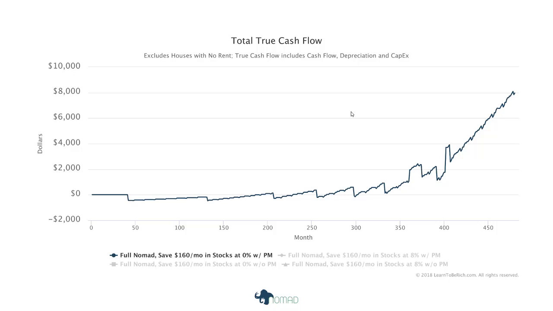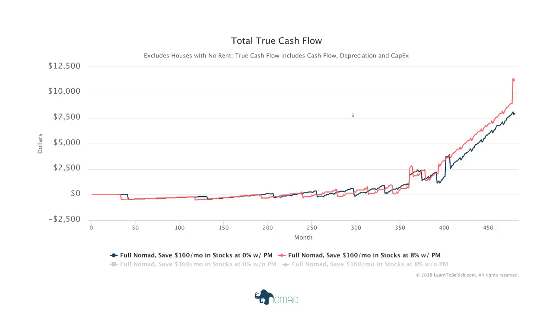So true cash flow. This is the one where you're not getting any return, 0% with the property manager, and it shows you the cash flow over time. This is the one if you actually are getting 8% return, because you're able to buy them a little faster, it gets positive slightly quicker, and it actually ends up being a little bit more at the end. And this last little blip is you paying off another house.